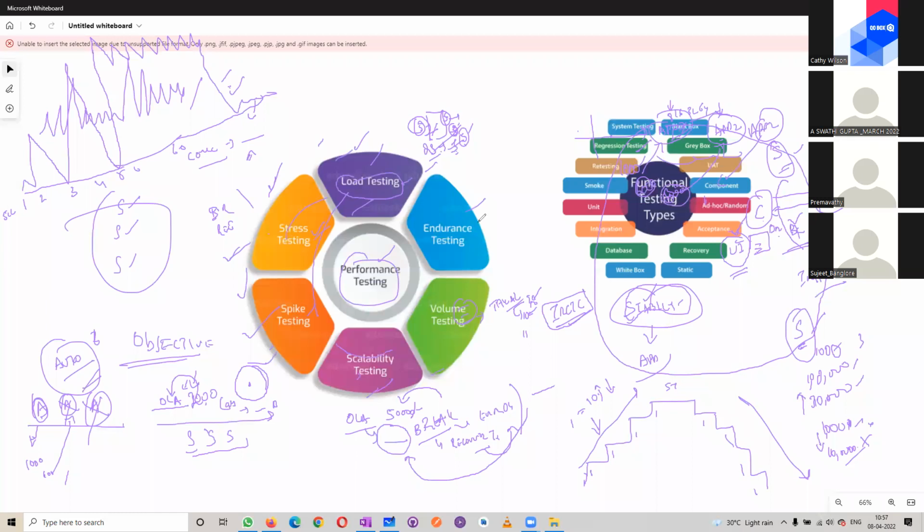And the next one is endurance. Endurance has different names also: longevity test, soak test. All these are part of endurance testing. What do you mean by longevity, soak, or endurance? Okay, let's understand the meaning of soaking. What do you mean by soaking? One question in scalability.